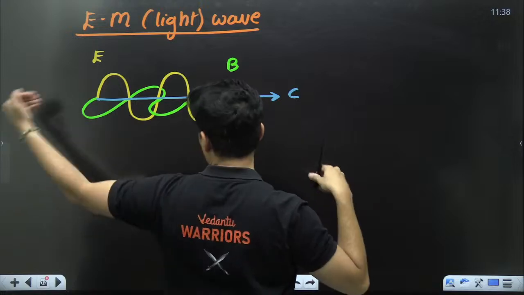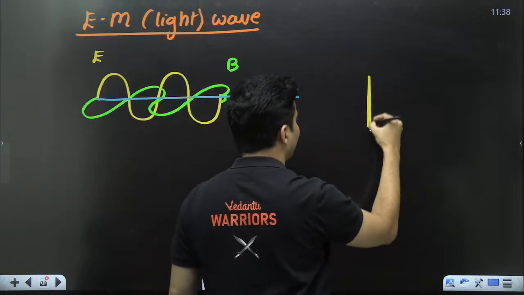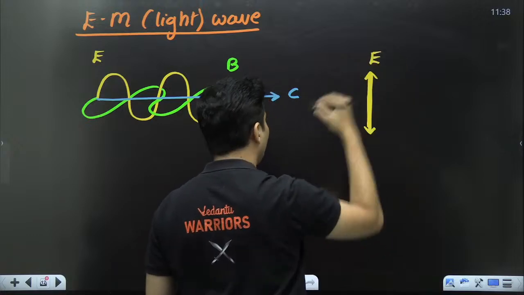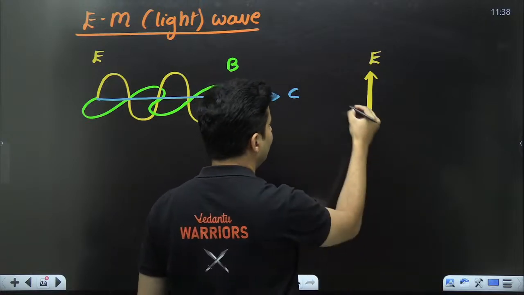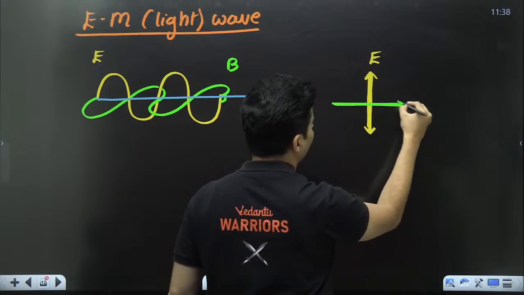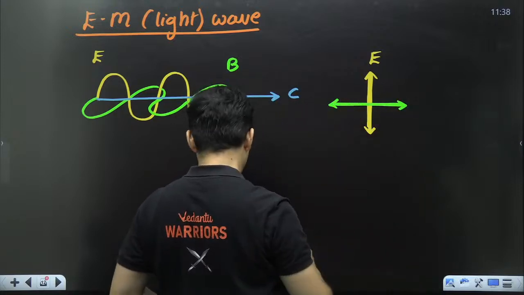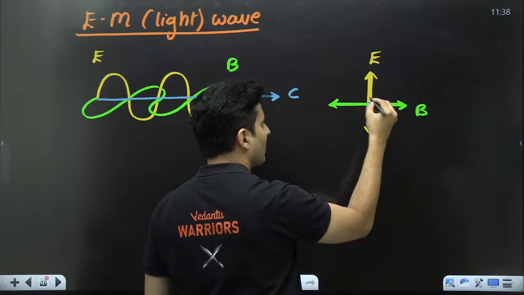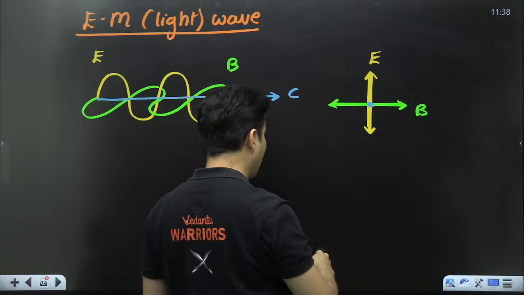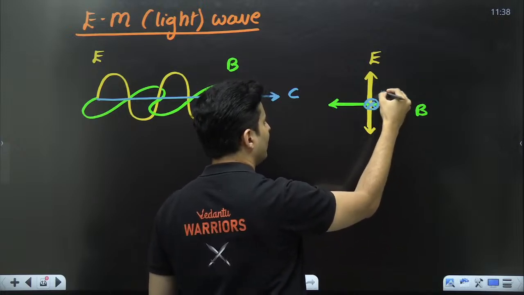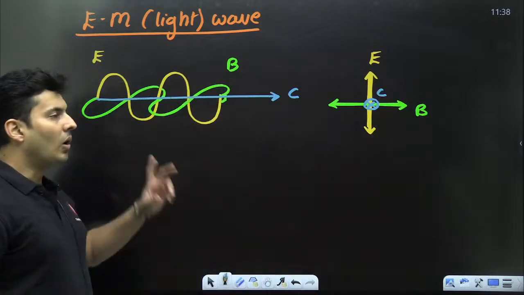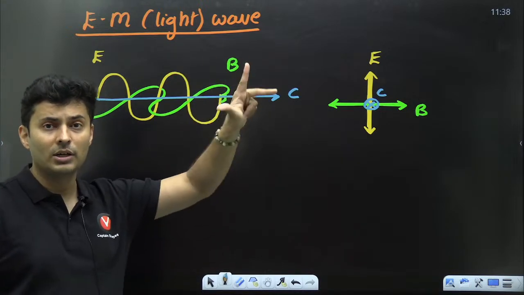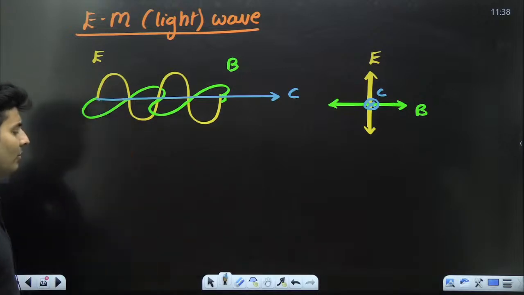If you see this from behind, you will see that the electric field is oscillating in one particular plane. The magnetic field is oscillating in a perpendicular plane. I am seeing this from behind. And the wave as such is traveling in that perpendicular direction also. So let's say the wave is traveling like this with a speed of c. So all the three things are perpendicular: electric field, magnetic field, and the velocity of the light. Okay, this is very important.